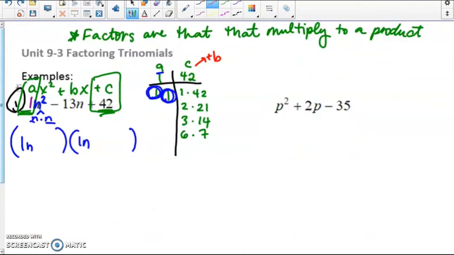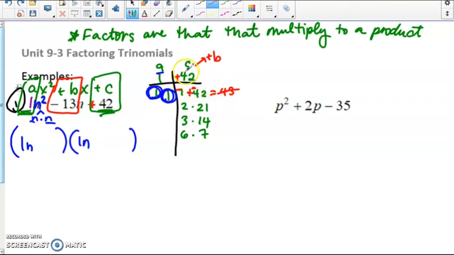Now, our sign rules also come into play here because we're multiplying to a positive 42. So if I add these and do 1 plus 42, I'm going to get 43. That's a positive number. If you look over here, my b is a negative number, a negative 13. So not only is that not going to work, but my signs are wrong. To multiply to a positive number, they have to be the same sign. So they either both have to be positive, or they both have to be negative.